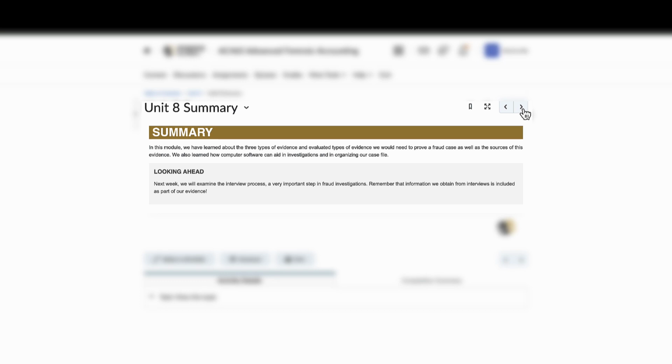So basically, once you've conducted all of these learning activities, assignments, and assessments, then hopefully you would have learned about the 3 types of evidence and evaluated those types of evidence that you need in order to prove fraud, as well as the sources for that evidence. And additionally, you hopefully would have learned a little bit more about computer software and how that can aid in investigations and in organizing case files.